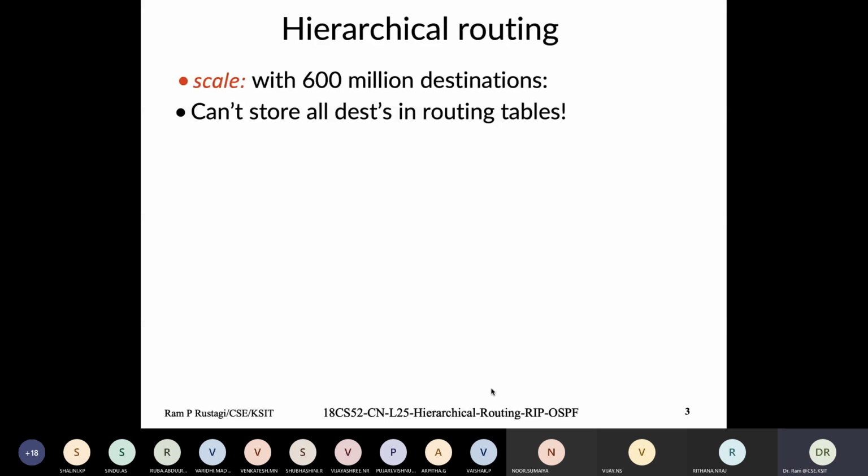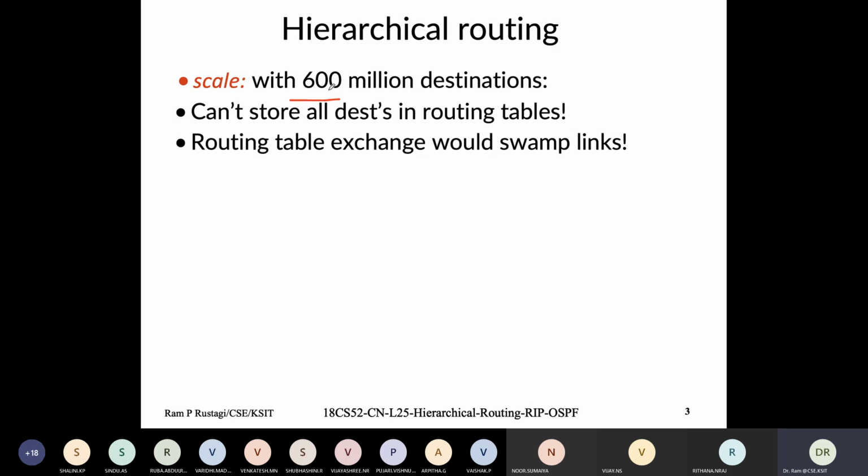Consider that we have a large number of networks, let's say around millions of networks, and each router needs to store a routing table entry for those networks. If a router is to store entries for those networks, the number of entries would be very large. And when the number of entries becomes very large, we'll have memory issues and performance issues.